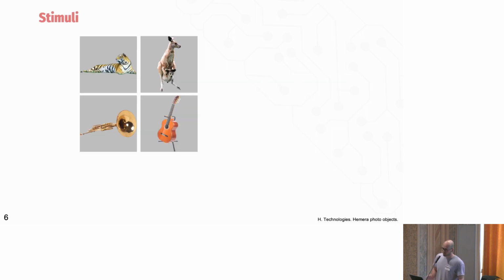The stimuli that we used were these 4 natural images, and we matched them sort of similar to what Stefania showed. That was the inspiration for this in terms of categories. So we had 2 different categories. We had the animals on top and then the instruments on the bottom.